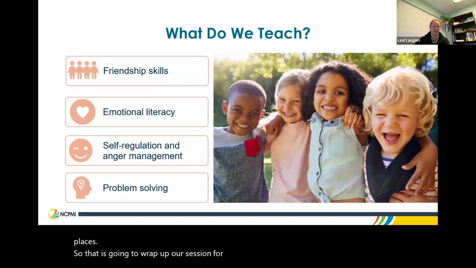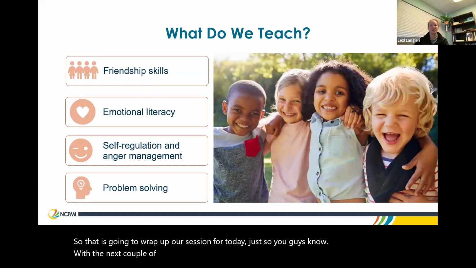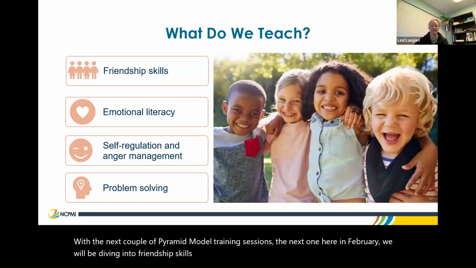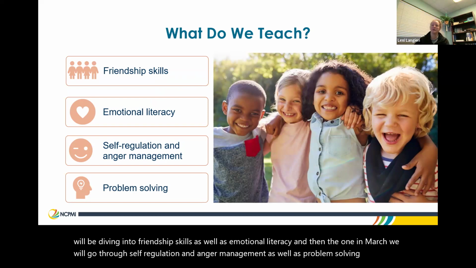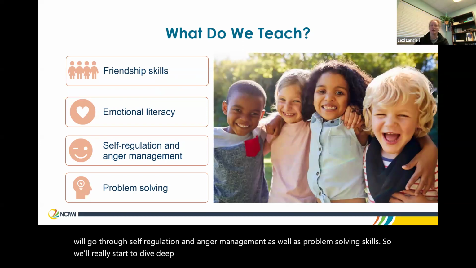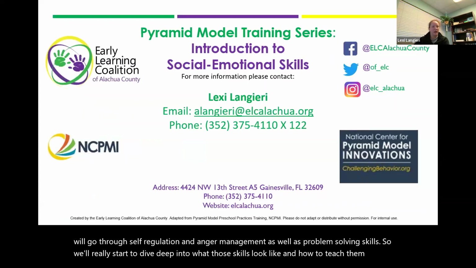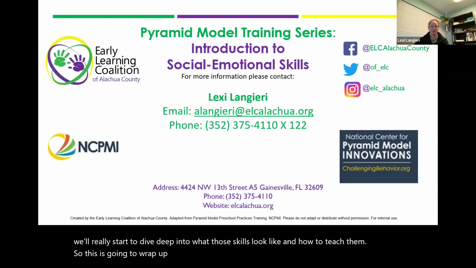Just so you guys know, with the next couple of pyramid model training sessions, the next one here in February, we will be diving into friendship skills as well as emotional literacy. And then the one in March, we will go through self-regulation and anger management, as well as problem-solving skills. So we'll really start to dive deep into what those skills look like and how to teach them. So this is going to wrap up our introduction to social emotional skills.